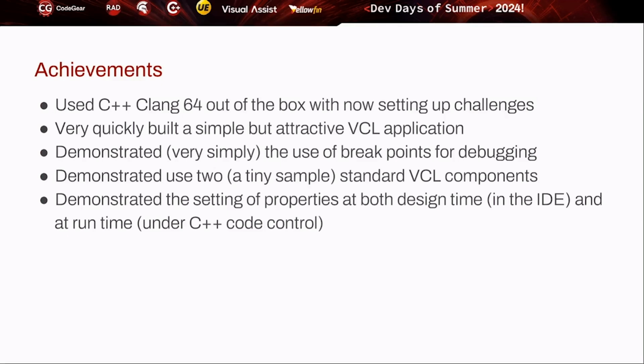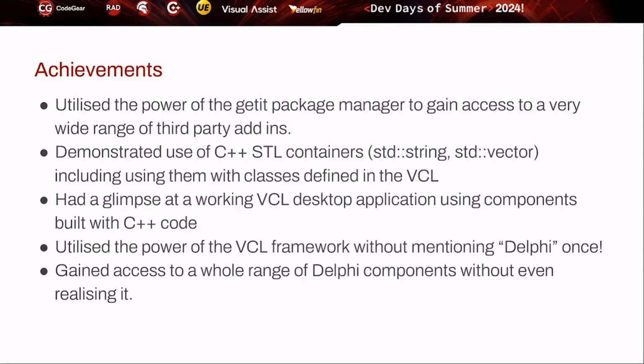I also demonstrated the setting of the visual component library component properties at both design time, that's when you're setting them using the development environment, the editor, and also at runtime, where you're changing properties of each of the components under the C++ code control. I showed how the Get It Package Manager can be used to gain access to many of the wide range of third-party add-ins that are out there, and we didn't have time to browse through and talk about particular ones because there's so many.